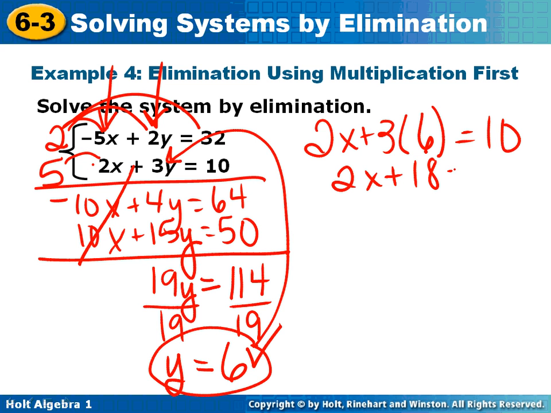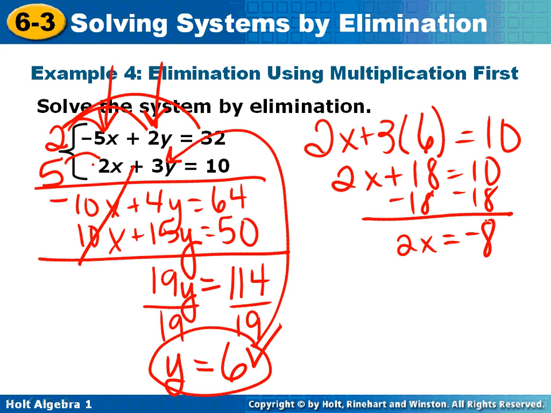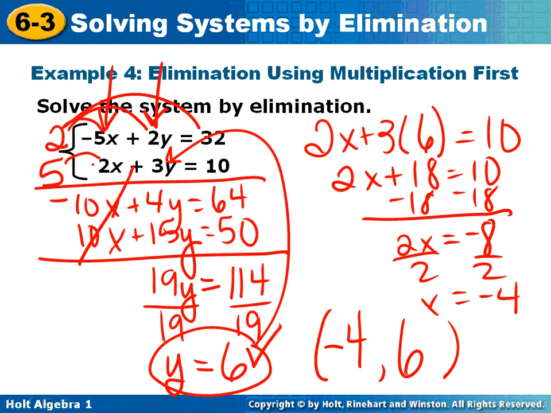2x plus 18 is 10. Subtract 18 from each side. 2x is -8. Divide both sides by 2, and x is -4. Writing the solution as an ordered pair, the x goes first, the y goes second.